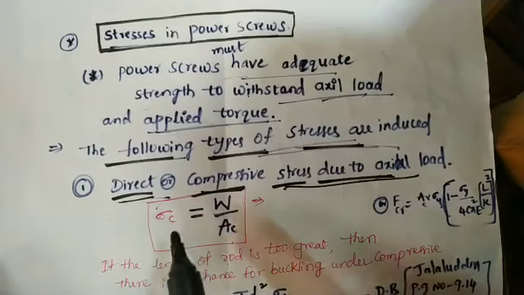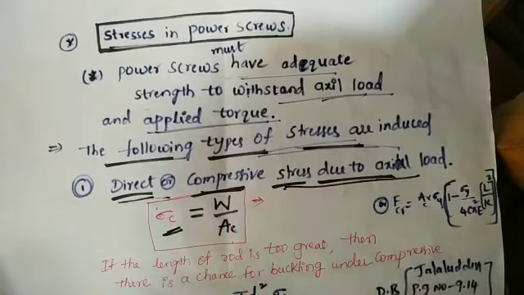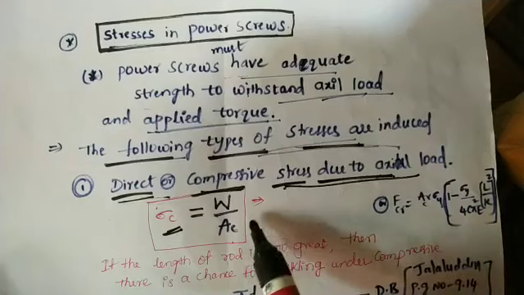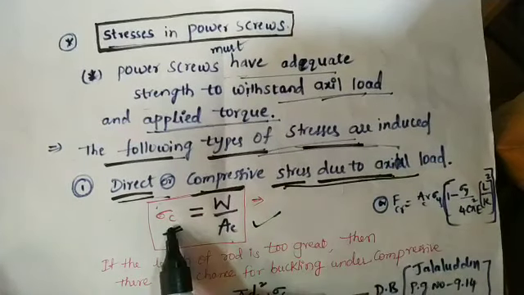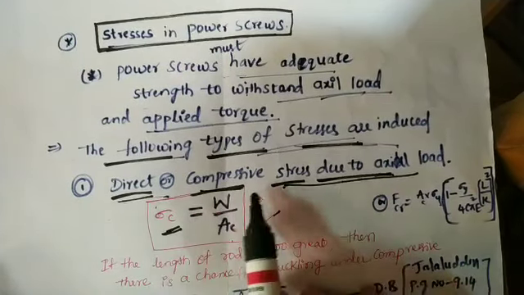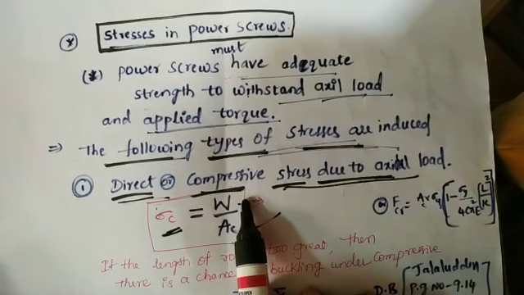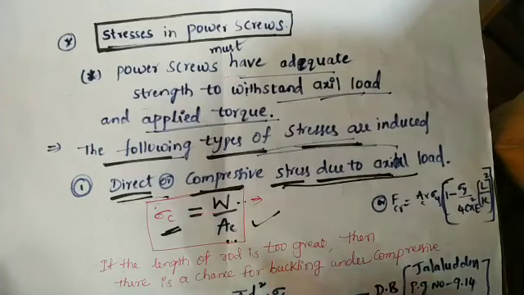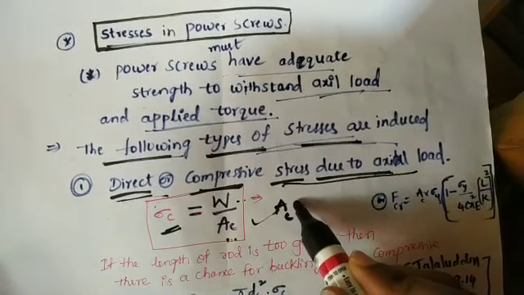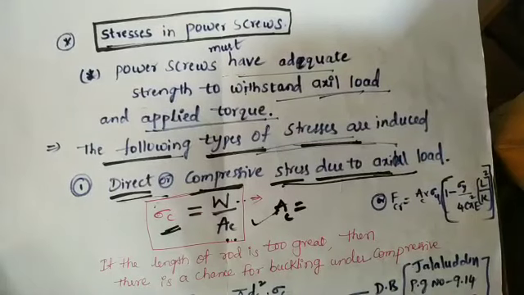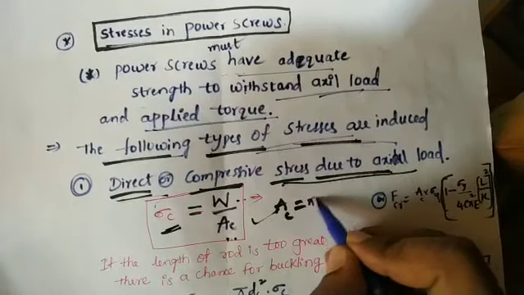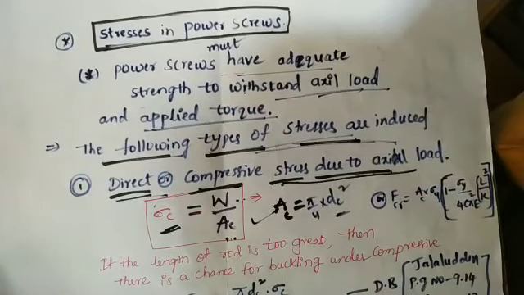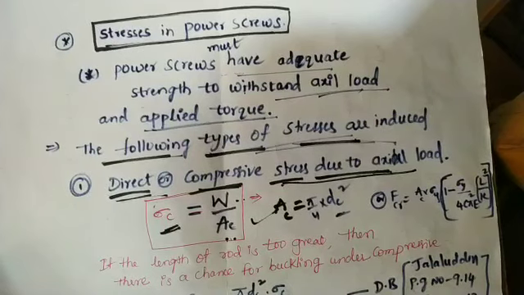We know the compressive stress formula: sigma C equal to W by AC. By using this formula, calculate the compressive stress. W means load, that means axial or compressive load. AC means area. What is the formula? AC equal to pi by 4 into DC square, where DC means core diameter or root diameter.